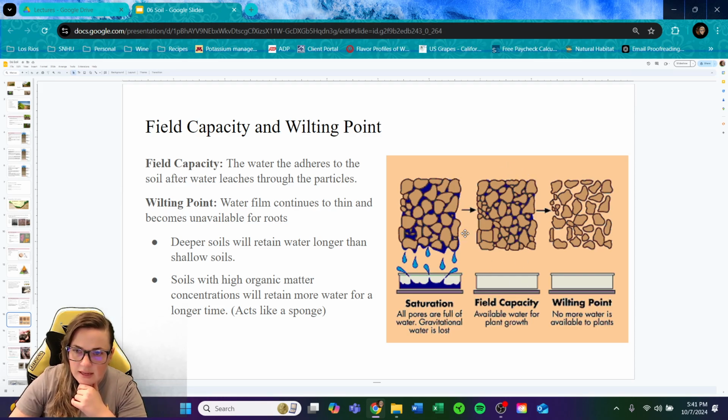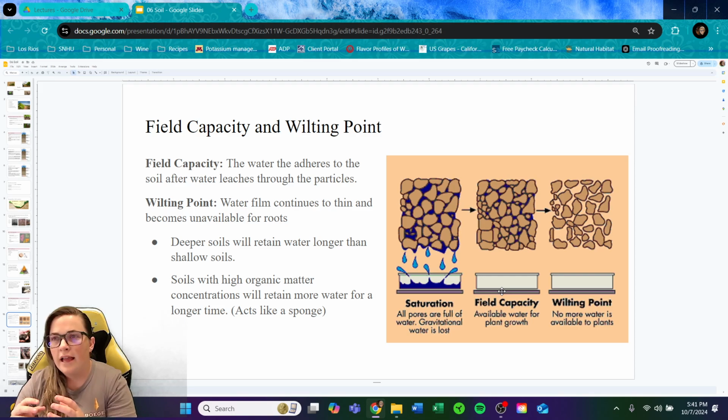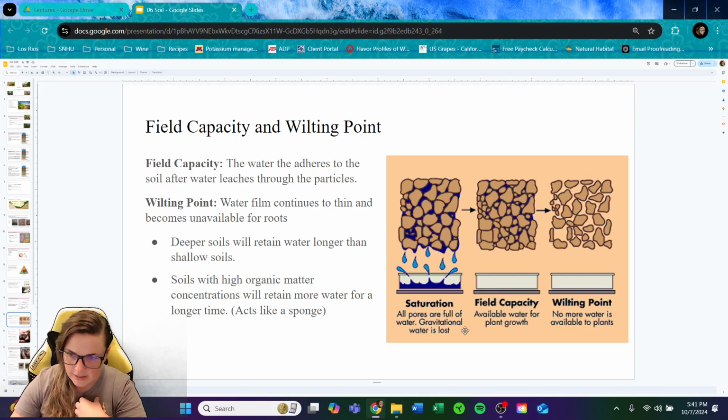Field capacity is what the soil retains after the excess drains, and that moisture is what's available for plant growth. Plants don't just drink very quickly from a straw and feel good. They accumulate nutrients and water slowly through the soil, so it needs to be held in place in the soil for them to obtain it.